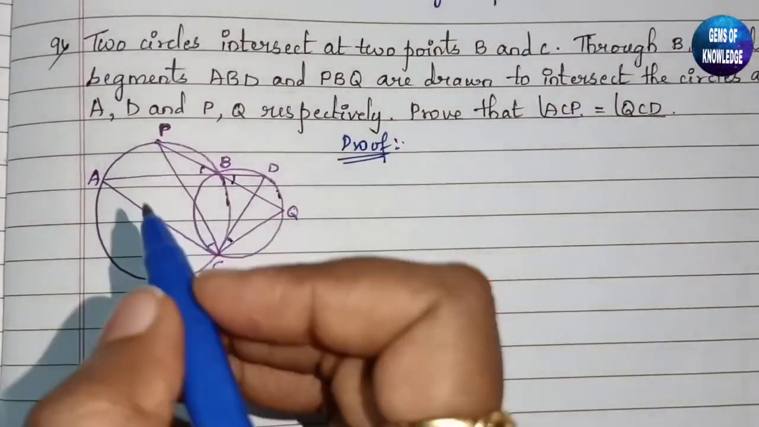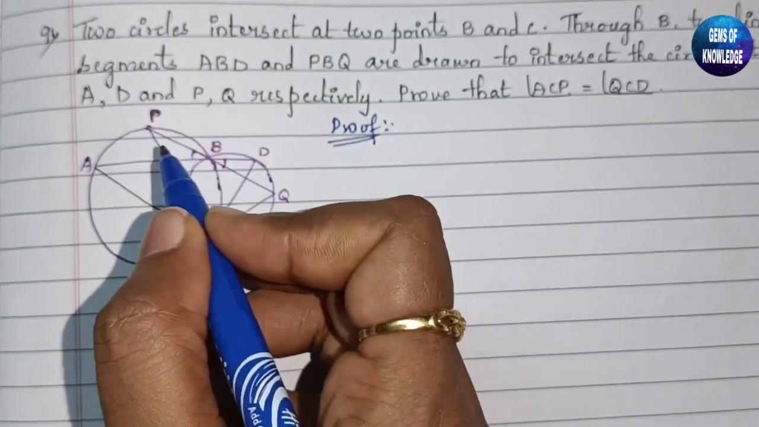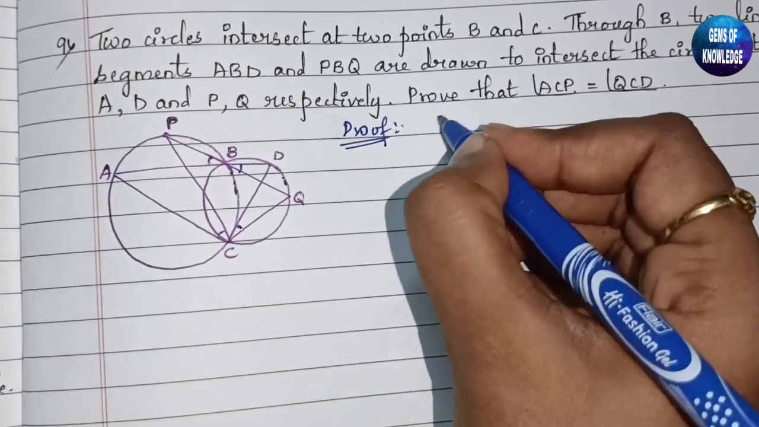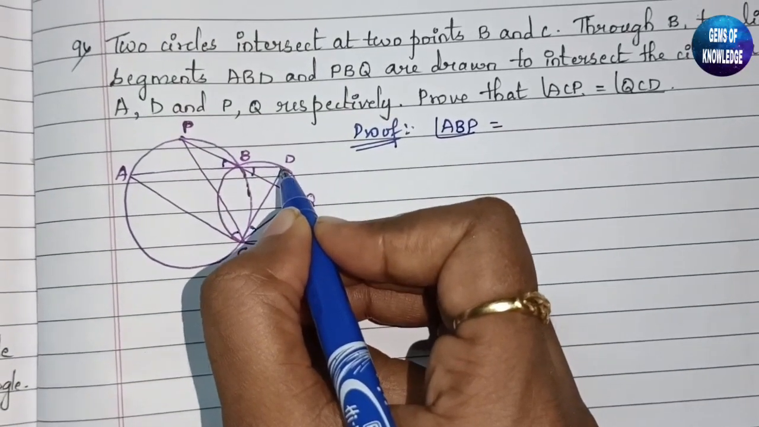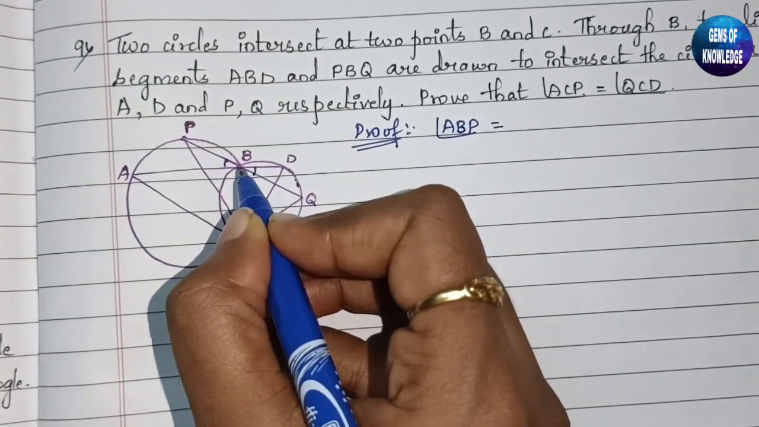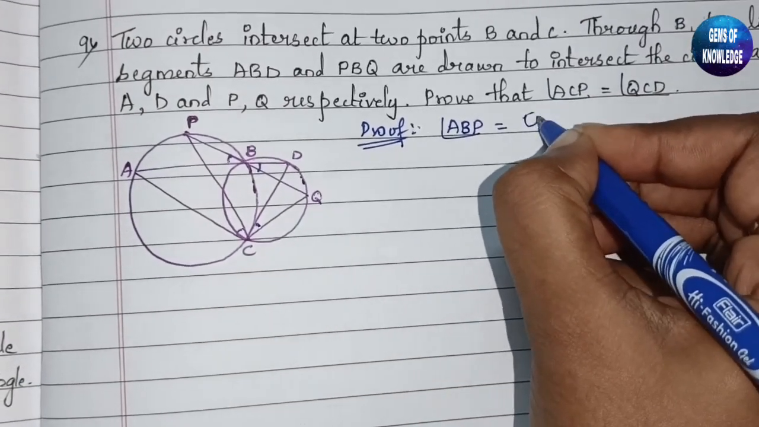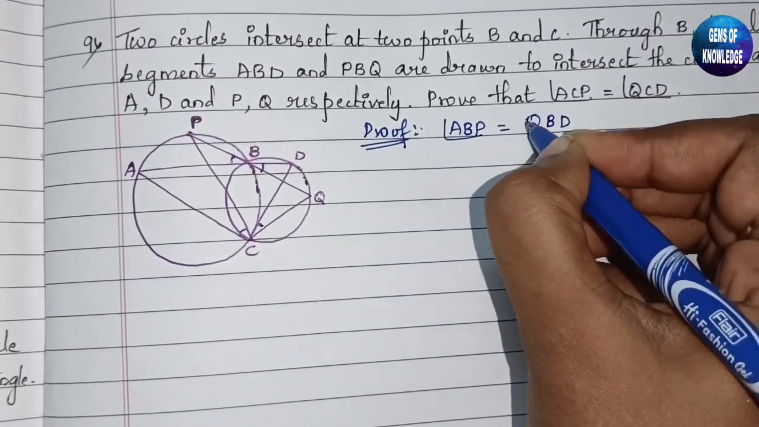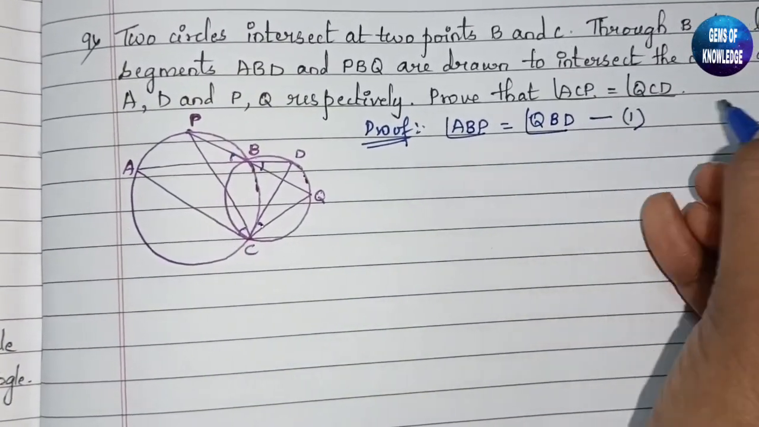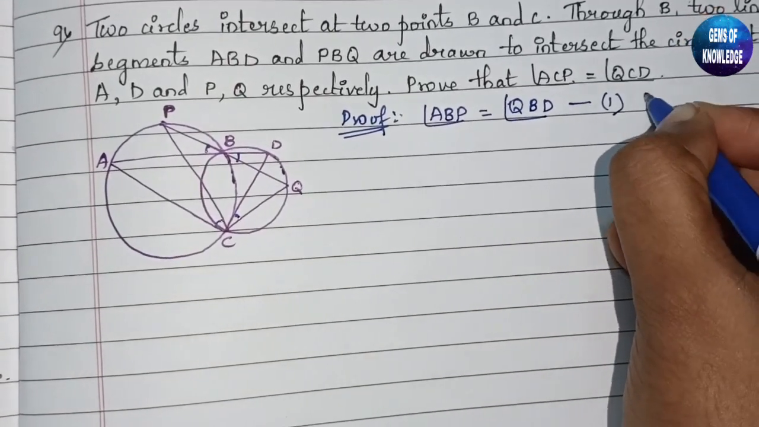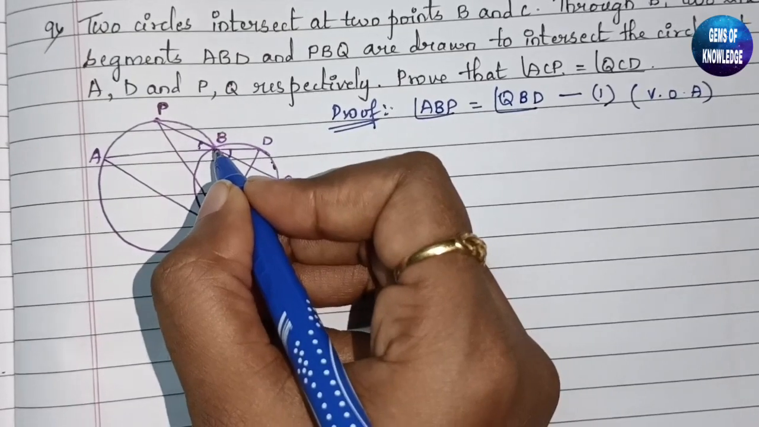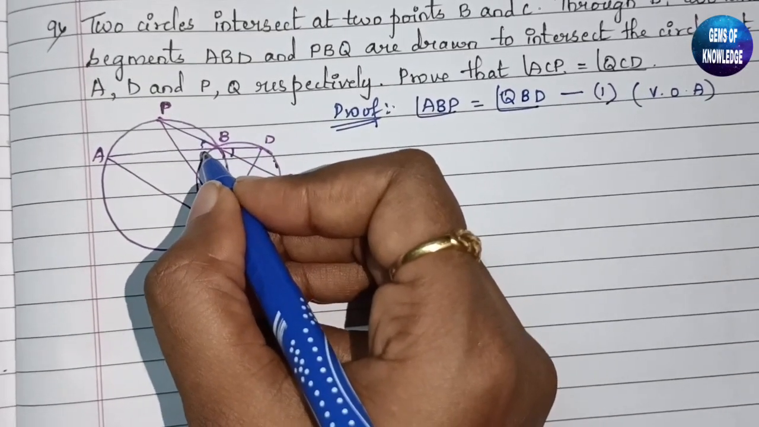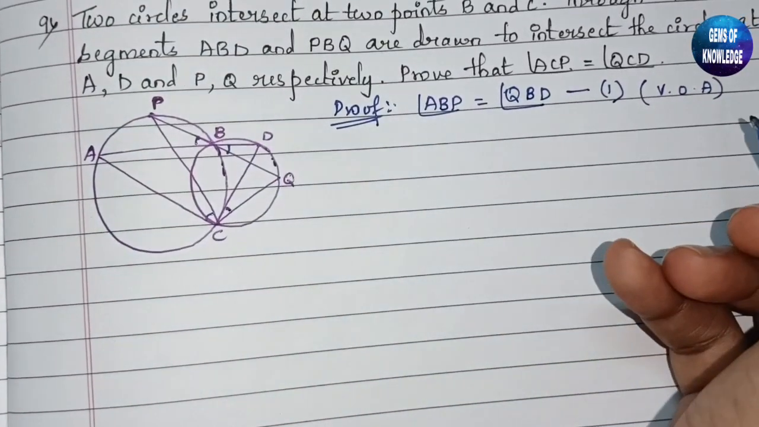So first thing we will write is angle ABP is equal to angle QBD. Equation 1. The reason for this is vertically opposite angles. As you can see, this is the center point and this angle is opposite to this one. So both are vertically opposite angles.